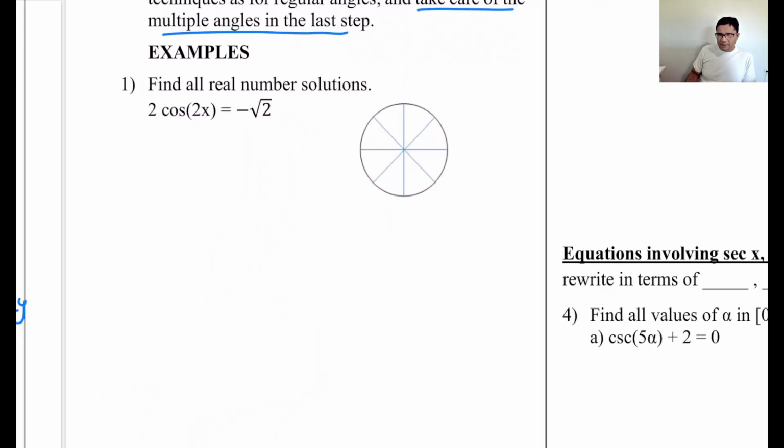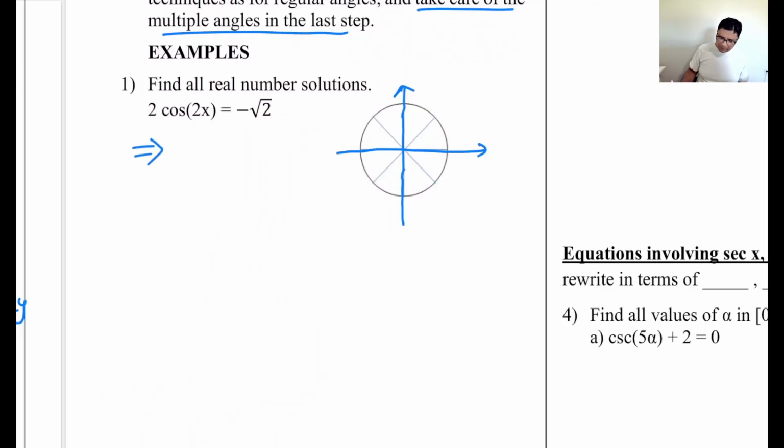Find all real solutions for that equation. Okay, when it asks all real solutions, you write the general solution. Okay, and this unit circle diagram I will use for reference to remind us how to get the value of the angle.